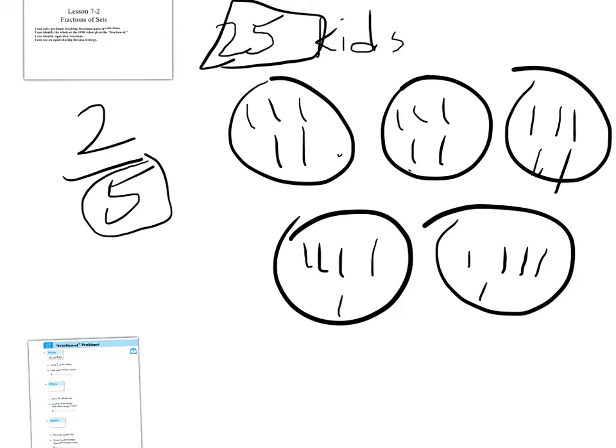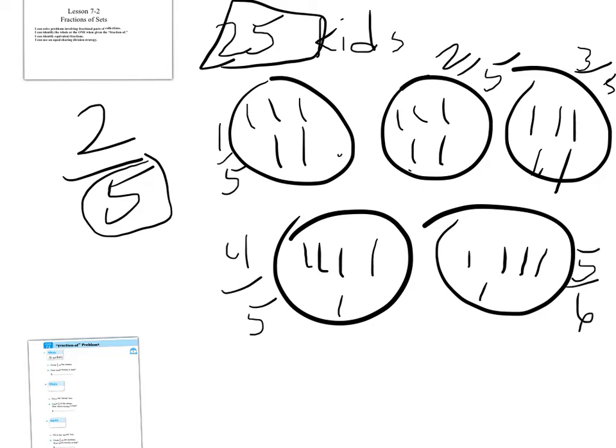This is where it falls into equal, like we've talked about in class. Equal groups. They all have to have the same amount in it. In this case, they all have 5 in it. So this group would be 1/5. This group would be 2/5, 3/5, 4/5, and 5/5. So all those would be the whole of 25 kids. 5, 10, 15, 20, 25.